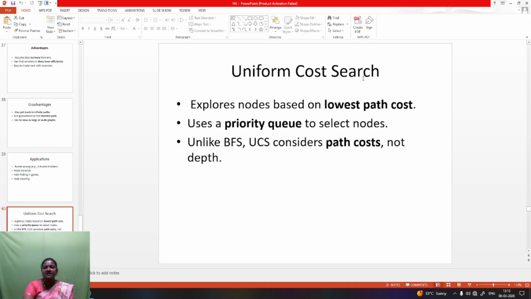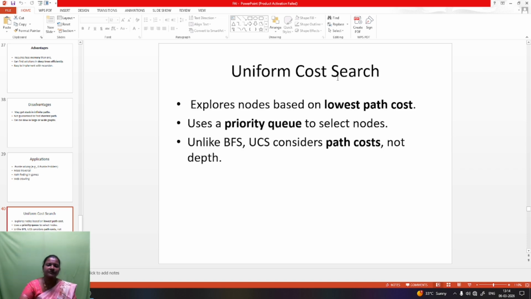The third algorithm is uniform cost search. This search explores nodes based on the lowest path cost. Here we set a cost for the path. This algorithm explores nodes based on the lowest path cost, and only then is it an optimal solution. It uses a priority queue to select nodes.